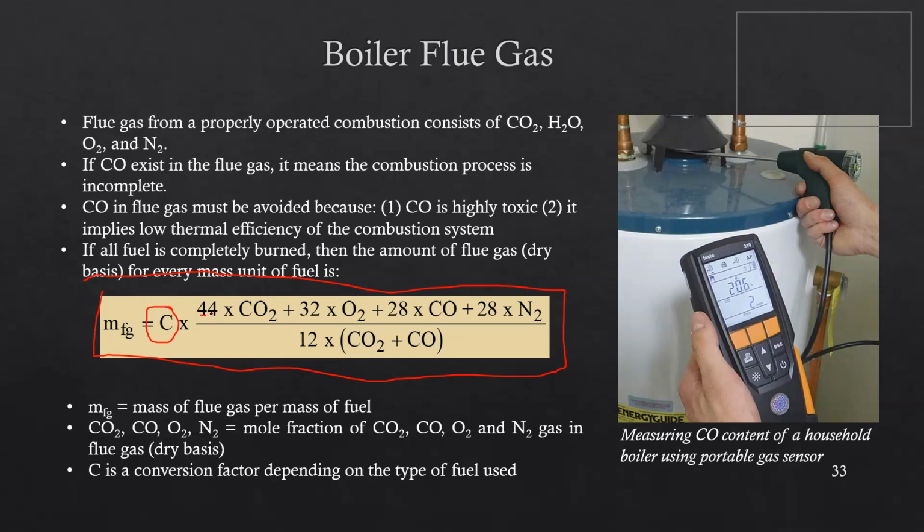So 44 is the relative molecular mass of the carbon dioxide. We have 32 here, the relative molecular mass of the oxygen, 28 as the relative molecular mass of the CO and nitrogen, and we also divide by 12. The 12 here is the relative atomic mass of the carbon, multiplied by CO2 and CO, because we have two carbon sources here, coming from the CO2 and CO. That's why we consider these two molecules as carbon sources.